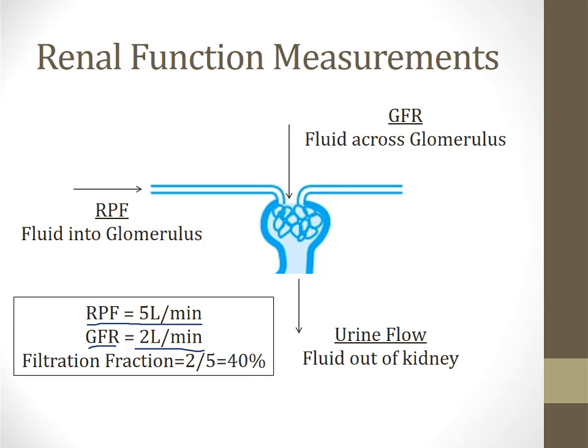And we could also calculate a filtration fraction for the kidneys. The volume that is being filtered is 2 liters out of a total 5 liters coming in, and that gives us a filtration fraction of 40% for both kidneys.